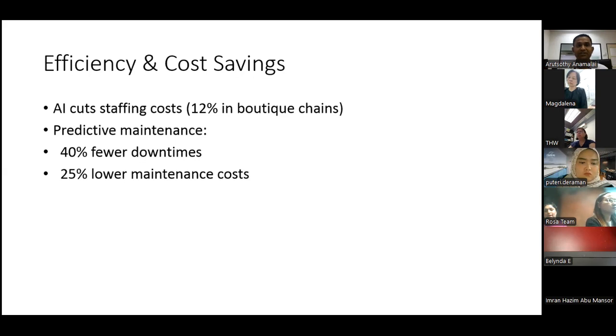Of course, efficiency, and then it also comes up in terms of cost effectiveness and cost savings, right? Pretty much using AI cuts staffing cost by 12% in boutique chains, because it comes with predictive maintenance. What we are calling here is staff cost cutting, but we are not talking about unemployability over here. What we are trying to say is how cost effectively we can manage the operations, right? This is how we will be using it over here.